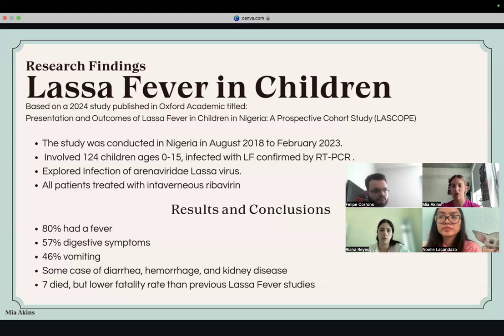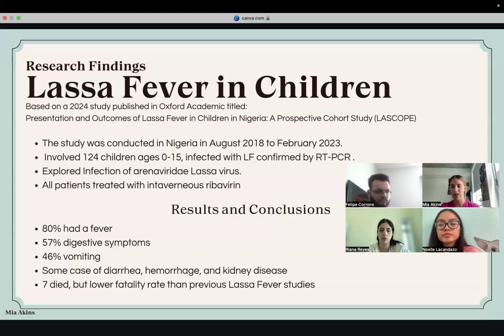Their diagnoses were confirmed by reverse transcriptase polymerase chain reaction testing, so RT-PCR. The age range of the children was 0 to 15 years old. 19 of the children were 12 months old and younger, and the remaining 105 were between 1 year and 15 years.